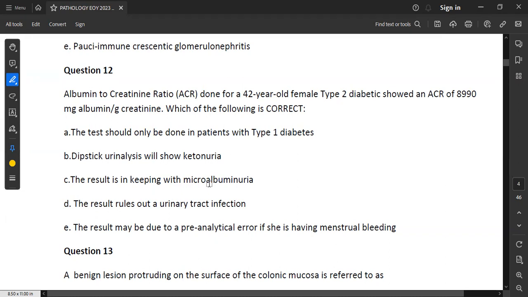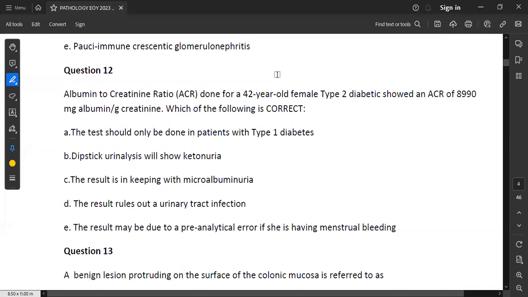Let me just, I haven't seen any answer in the chat, so let's just answer this. First, the albumin to creatinine ratio is done to assess kidney function. That's why it's done. It assesses the amount of albumin in urine. A value less than 30 is normal.